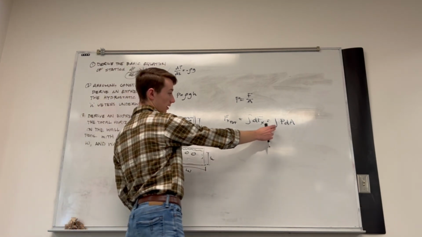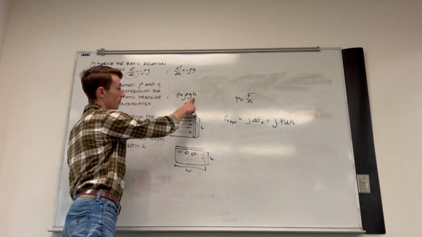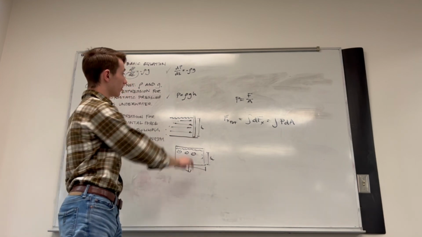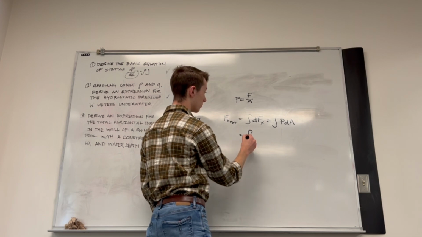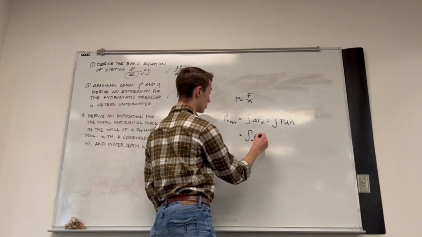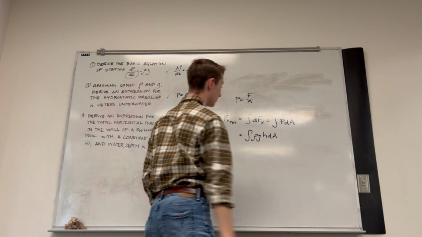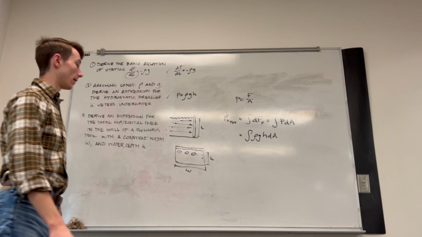And we already know that pressure from our previous question is related to the depth of the water and the density of the water and the acceleration due to gravity through this expression. So let's go ahead and plug that in. Rho G H dA. Okay, so what is dA? That's the next thing we have to figure out.